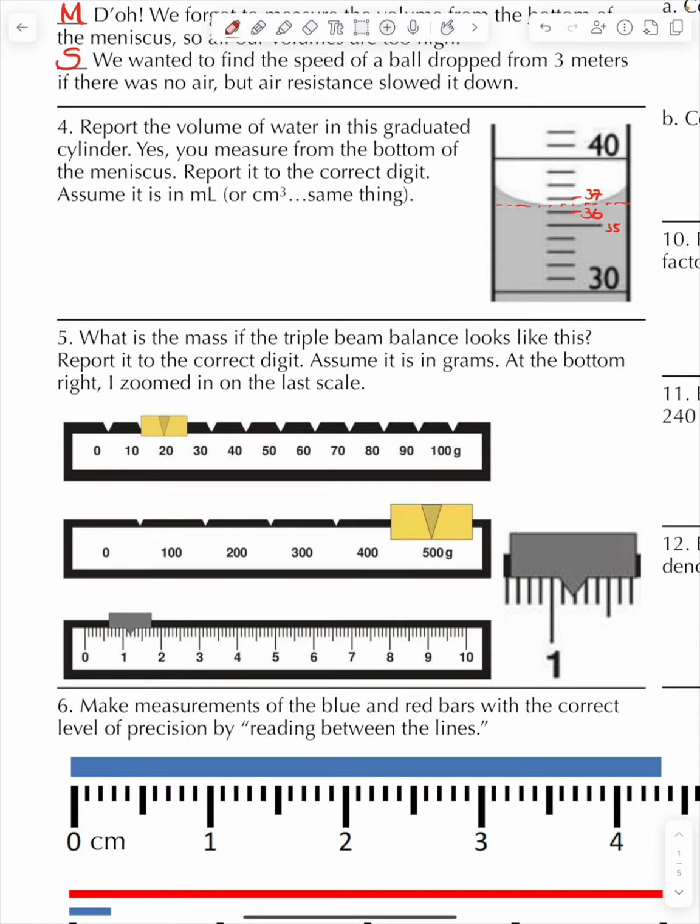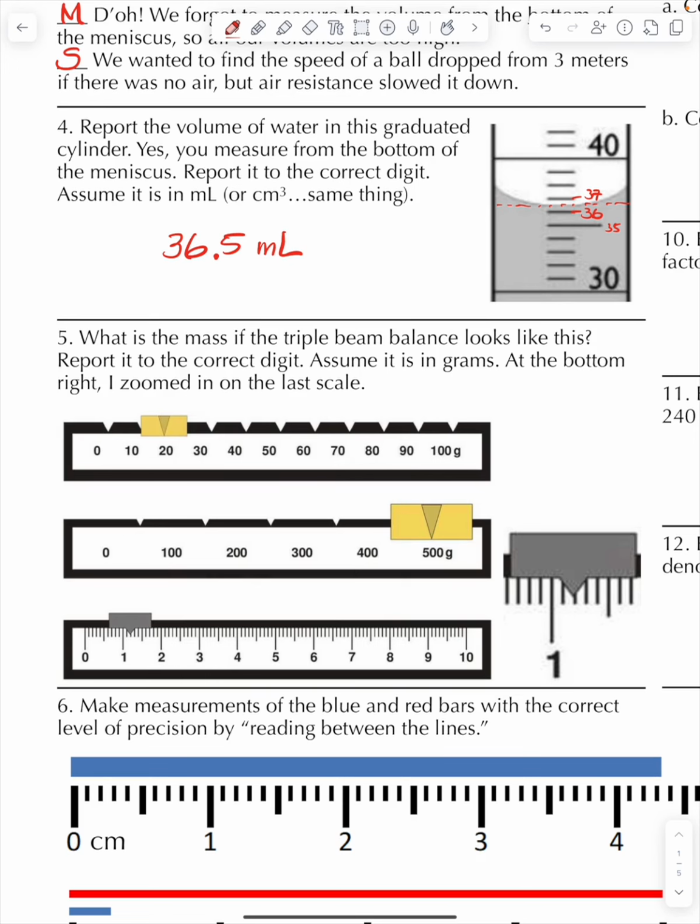So if it's marked to the ones place, we need to go one more digit to the tenths place. So we're going to say it's 36 point something, right? Well, how far in between? I'd say about halfway between. So I'll say 36.5 milliliters or cubic centimeters. So again, we're going one more digit than the smallest markings. I'll probably say that about 5 more times over the next problems.